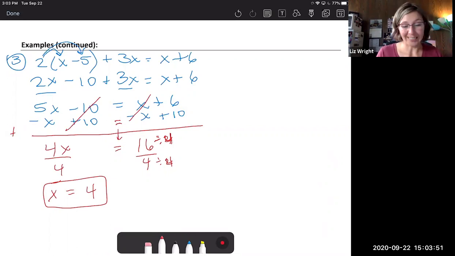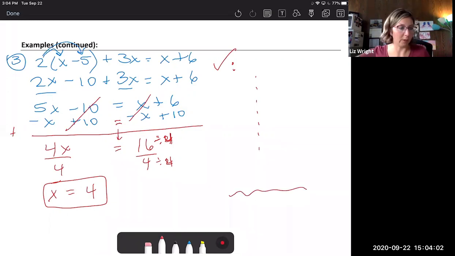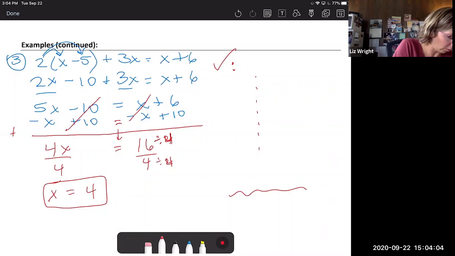As far as checking it, I'm going to let you do your check. So you do your check, plug it in, and make sure you're doing that on your notes. And I'm going to put a note that I'm having you guys do that on your own.